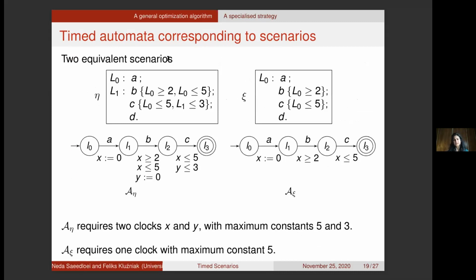What do I mean by that? Every time scenario like eta can be trivially converted to a timed automaton. Here I have eta on the left-hand side of the screen, and the time scenario corresponding to that is shown at the bottom.